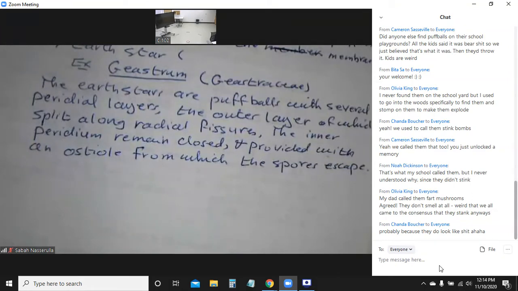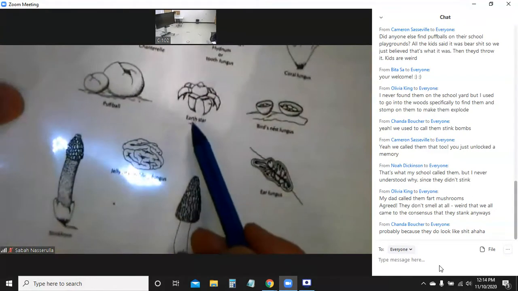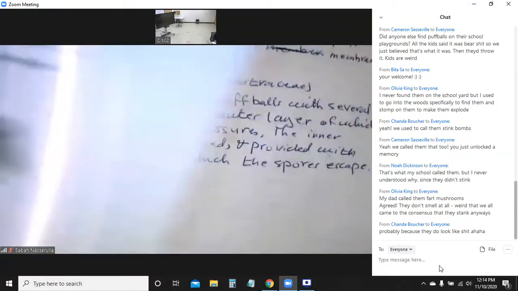And basically, at the end, this is how it looked. This is the Earth Star.